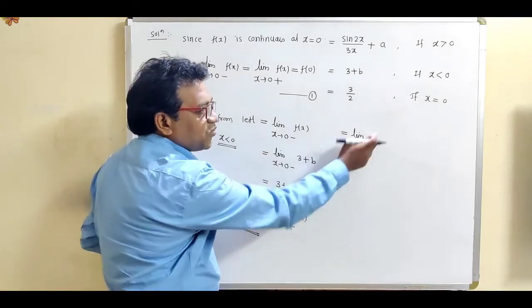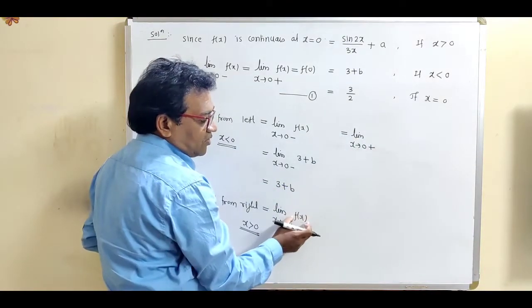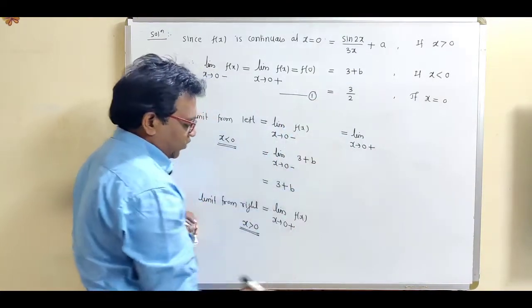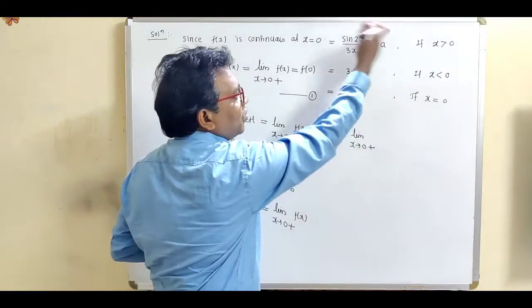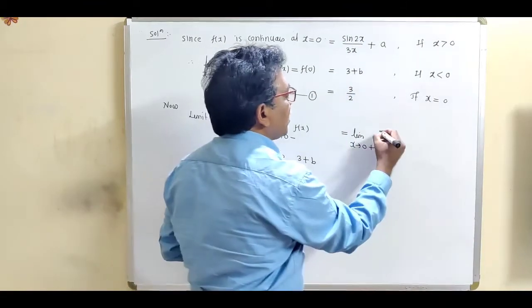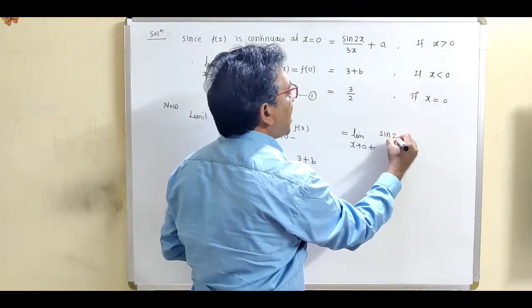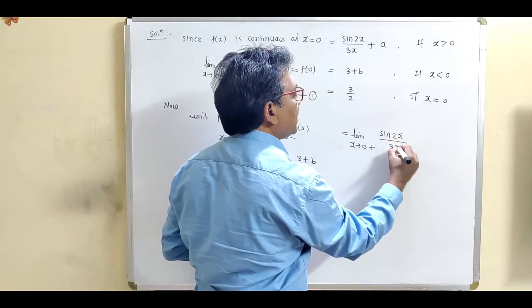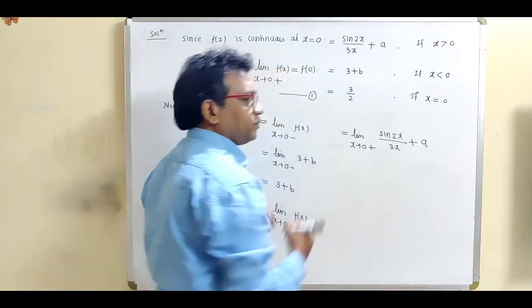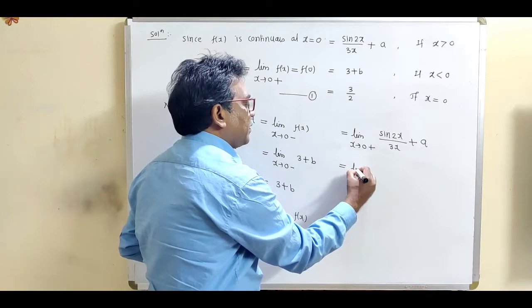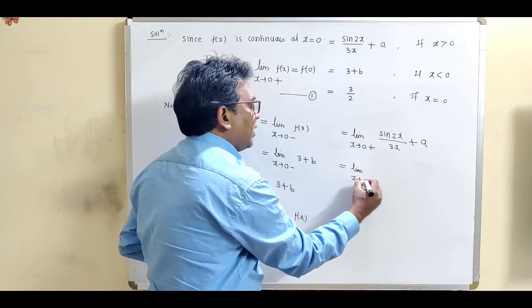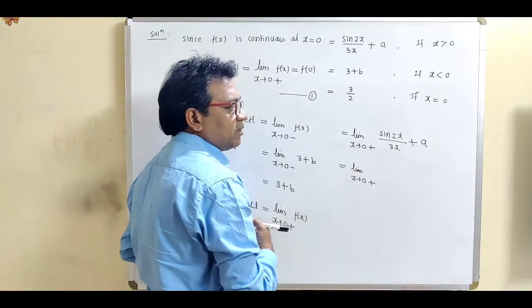So how to write this function f(x)? Select that function at which this condition holds. So x greater than 0, so this is our required function. So write down this function, this is sin 2x divided by 3x plus a. So solve this limit, this is equal to limit x tending to 0 plus.